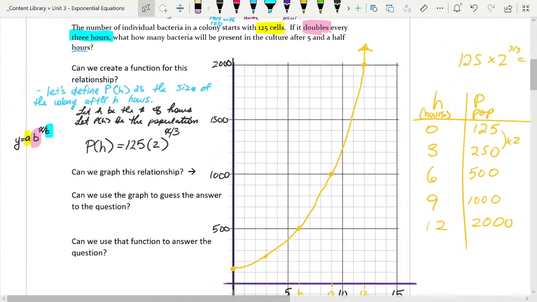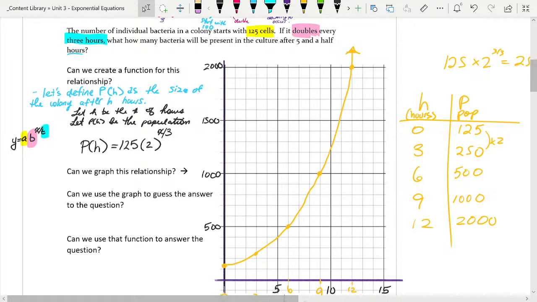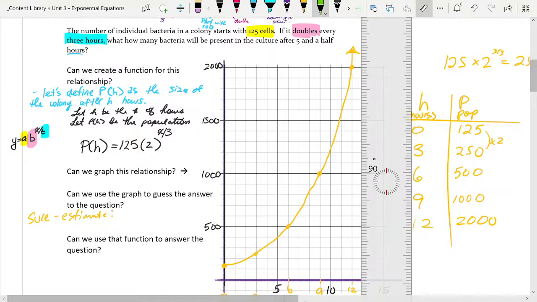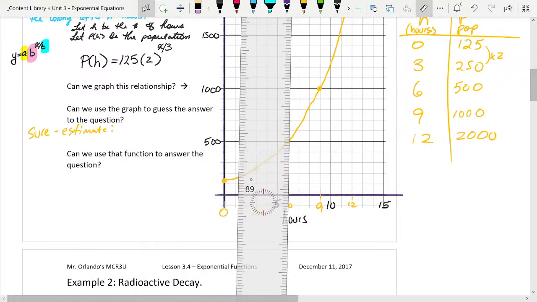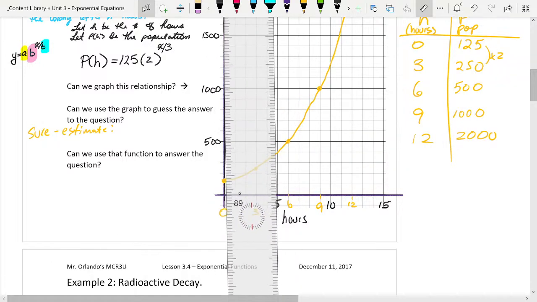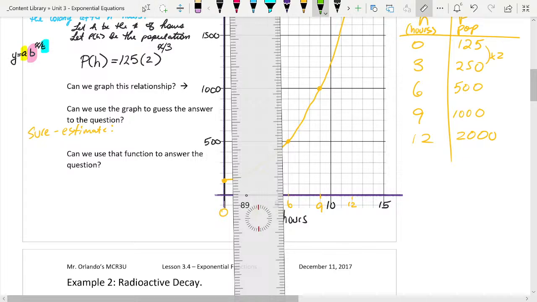Now, we want to know what the population will be after 5.5 hours. Can we estimate that from this graph? Sure. Is it going to be perfectly accurate? No, but we can estimate. How would I estimate that from the curve? I would want to go to 5.5 hours. Is that on the x-axis or the y-axis? Great. So I'd go to 5.5, and follow that up until I hit my curve. We've all used curves to predict things. And then what do I do with it?